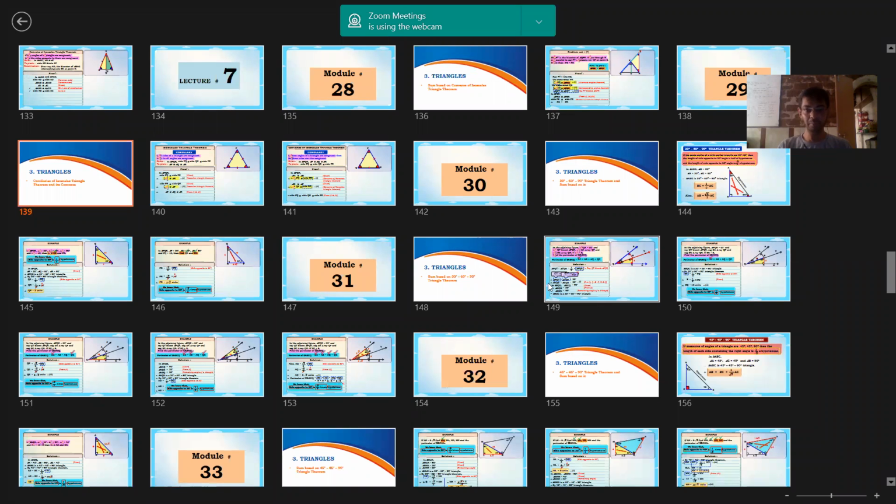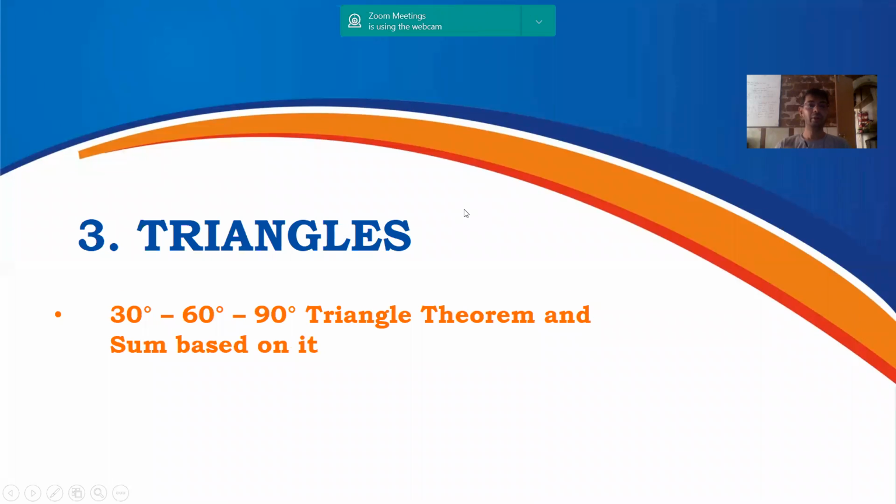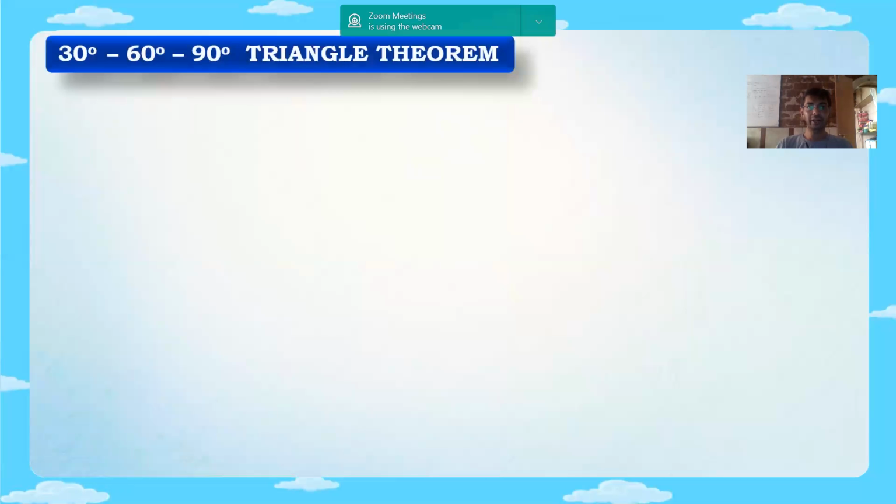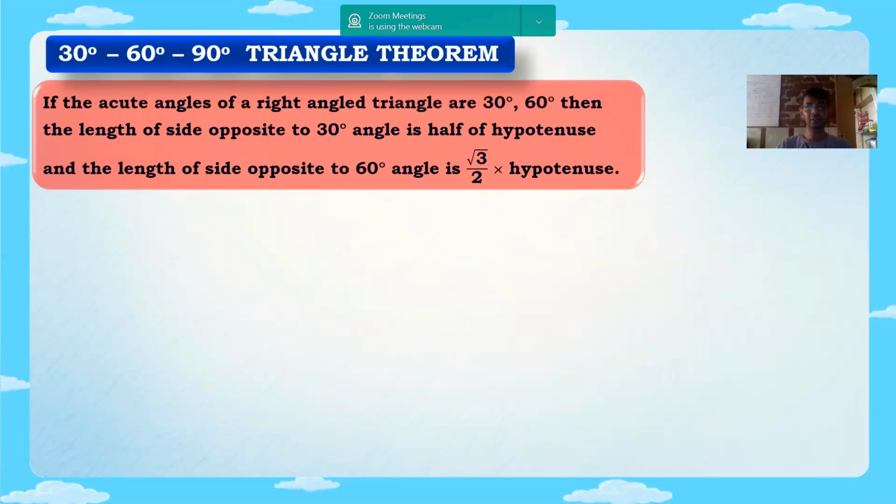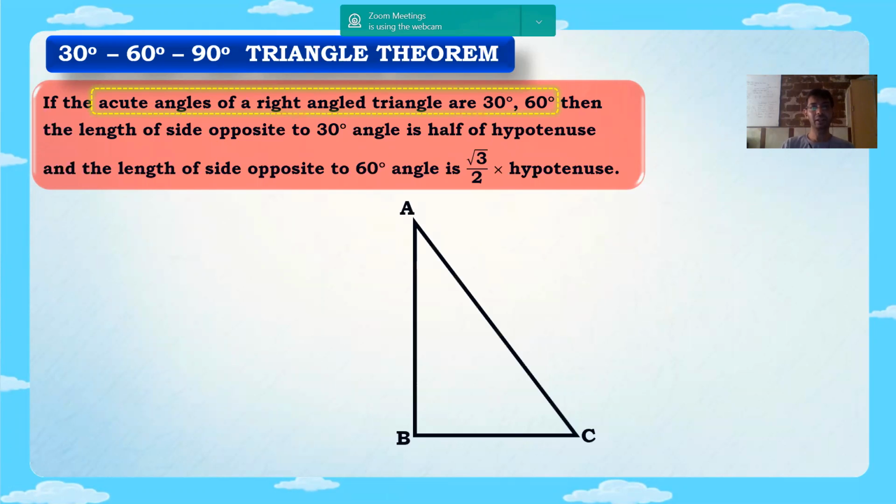Okay, we'll do a very very important concept, let's understand. We'll be doing the 30 degree, 60 degree, 90 degree triangle theorem and certain sums based on it. This 30, 60 and 90 is going to come in your 10th also, so let's start with this now. They are saying that the acute angles of a right angle triangle. So I have taken a triangle over here, acute angles are 30 degree and 60 degree of a right angle triangle, that is 90 degree.